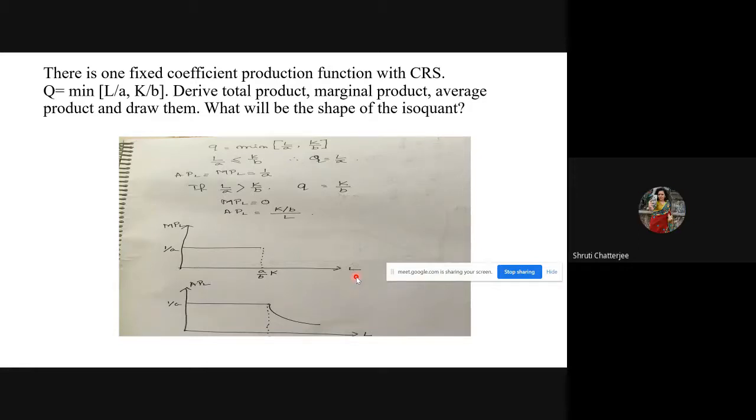Ma'am, can you please repeat the dotted line once more? Yes, at the dotted line, L by A is equal to K by B. So L is equal to A by B into K. So it is here. This is the kink point actually. From here, the shape of the curve has changed. Yes, ma'am, understood. Anyone else?